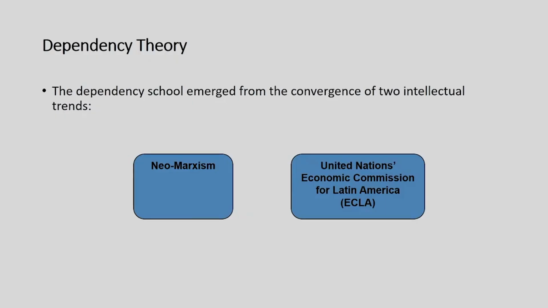The dependency approach not only contained an effective criticism of the modernization paradigm, but also provided an alternative perspective and still functions as a catalyst in the development theory which is taking shape at present. And the dependency school, as we have discussed, emerged from the convergence of two intellectual trends: neo-Marxism on the one hand and the United Nations Economic Commission for Latin America, popularly known as the ECLA tradition, on the other.